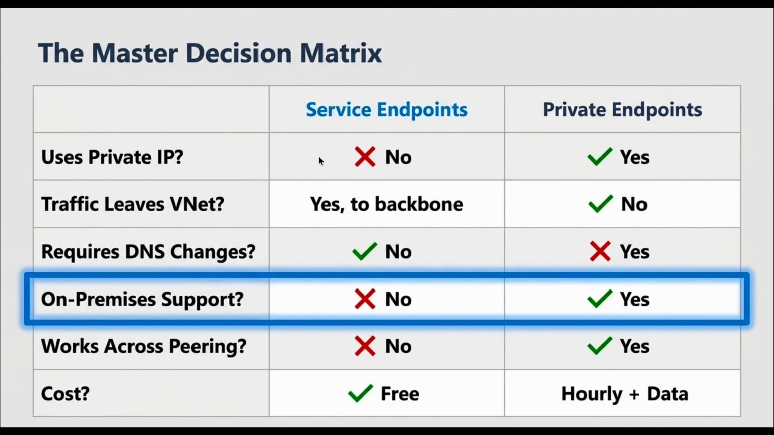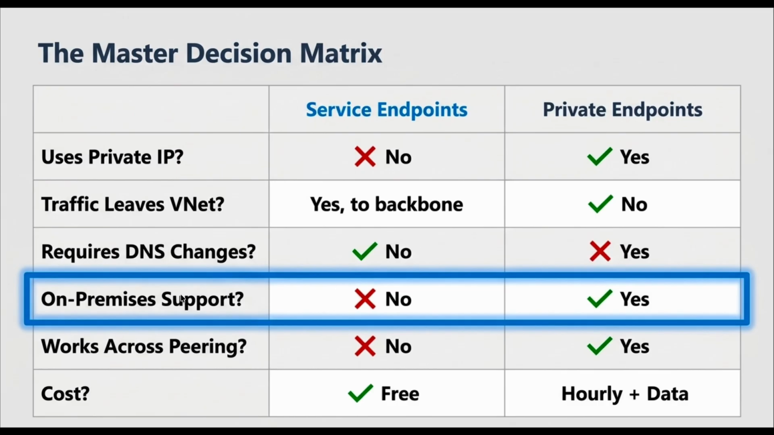And this will help you to decide which one you should choose. So in service endpoint we do not have any private IP, but with private endpoint we have a private IP. And in service endpoint the traffic leaves the VNet because it travels through the Azure backbone network, but in private endpoint the traffic never leaves the VNet. And for service endpoint no DNS changes are required, but with private endpoint DNS changes are required. And please ignore this tick and cross, it is incorrect, and just see the no and yes.